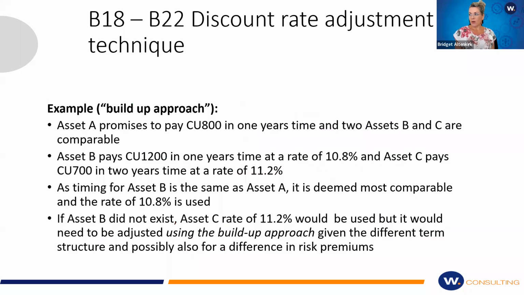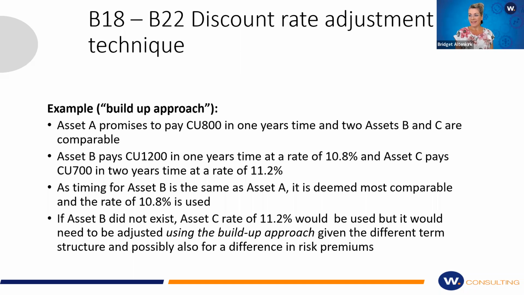So what is an example of how this computation may look? Let's assume asset A promises to pay 800 units in 1 year's time. But in the market, we can also see that there are asset B and asset C, which could be comparable assets. Asset B, however, pays 1,200 units in 1 year's time, and the rate for asset B, which we can see in the market, is 10.8. Asset C, however, pays 700 units in 2 years' time at a rate of 11.2.